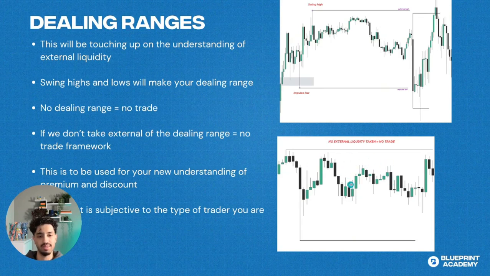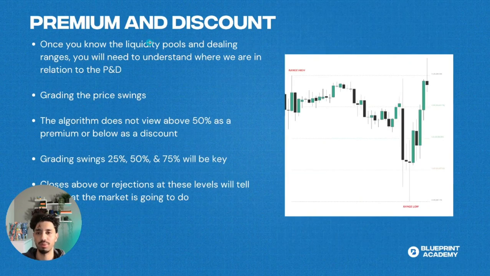So if you're trading within this range, this is where the liquidity is being generated and you're becoming the liquidity inside of the market. Everything I just explained regarding dealing ranges will be used for your new understanding of premium and discount, which we are going to go over right now. And now we're going to go over premium and discount and my approach to premium and discount.